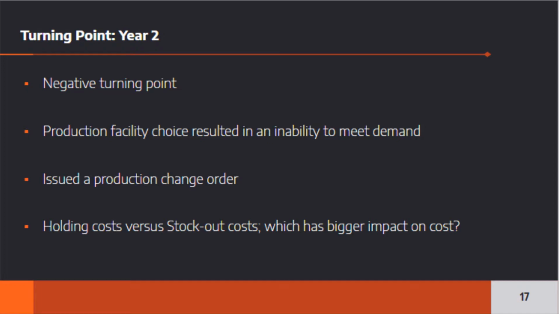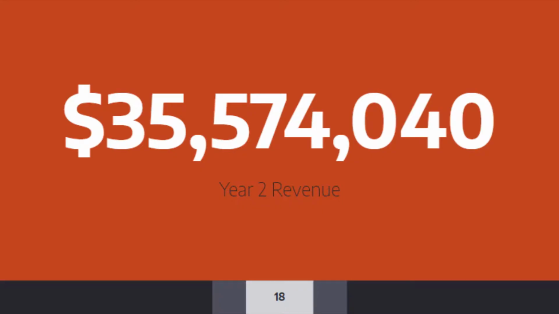During our second year, we made a few decisions which negatively affected our final profit for the year. So much so that we saw a profit more than $10 million lower than that of year one's profit. Our error was in choosing a production facility that could not meet our demand needs for Model A in a timely manner. As a result, we had to issue a production change order to allocate 5,000 of the unit spaces for Model B at the very close facility to Model A in order to meet the demand in time. This resulted in the much lower profit of $35,574,040 for our second year.